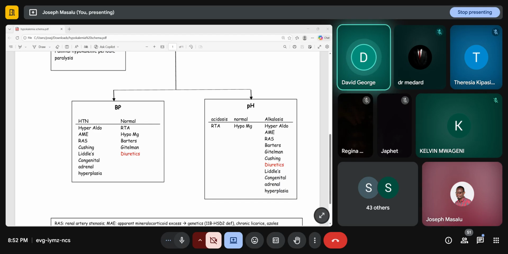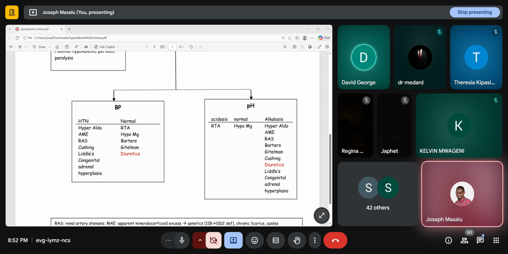Can you come again with that? This was a case of renal, I think you said Sjogren's, but then it's renal Sjogren's, right? Okay.